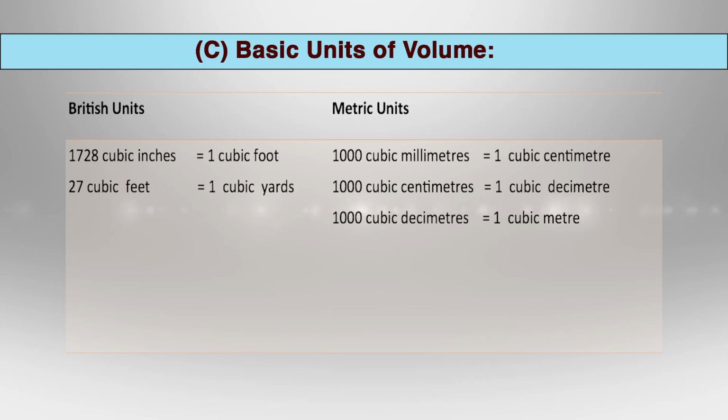So we generally use these conversions also, like 1000 cubic millimeter is equal to 1 cubic centimeter, 1000 cubic centimeter is equal to 1 cubic decimeter, 1000 cubic decimeter is equal to 1 cubic meter.